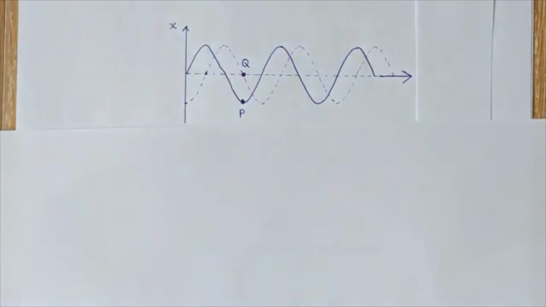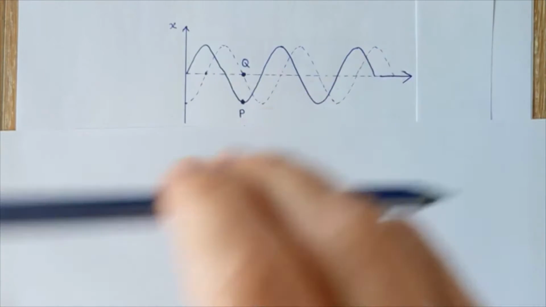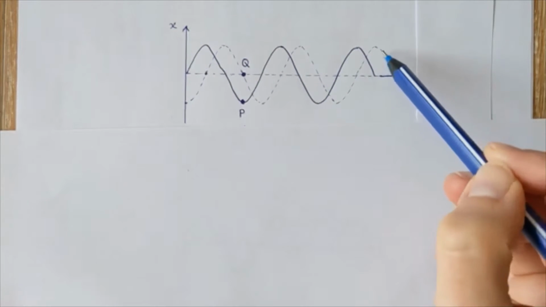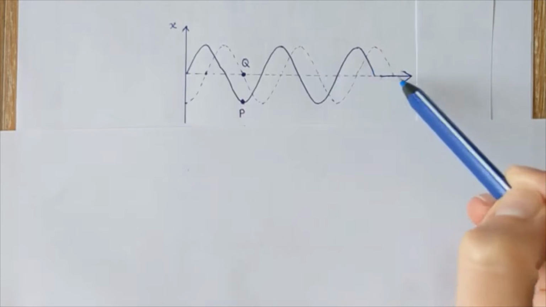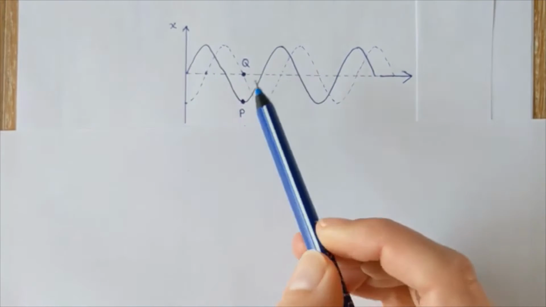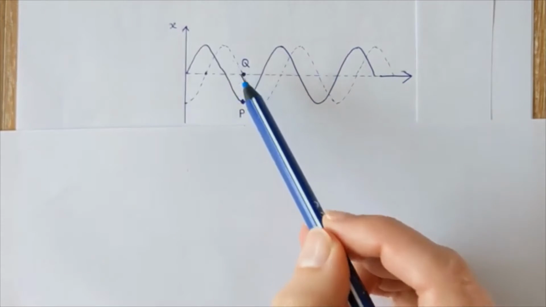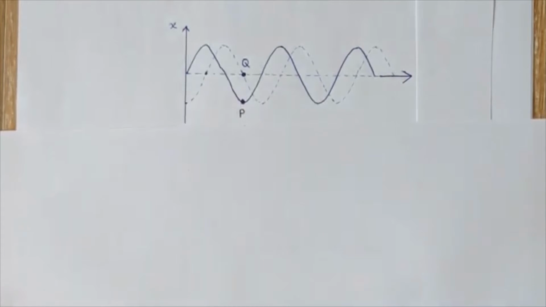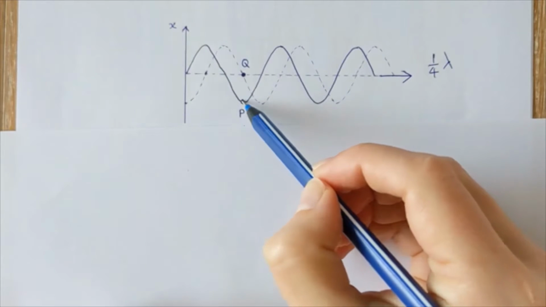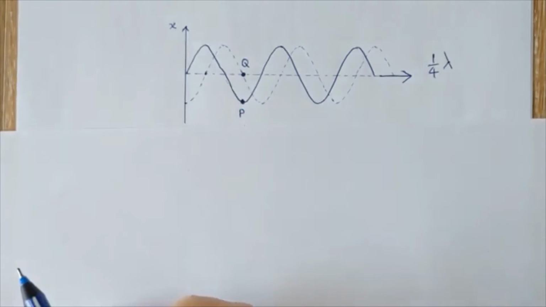So here is another photograph of two waves travelling this way. And we can see that the dotted line wave is ahead of the solid line wave. And so the point P is on the solid line wave and the point Q is on the dotted line wave. And we can say, what's the difference between these two? And we can see that the point P is a quarter of a wave behind the point Q.